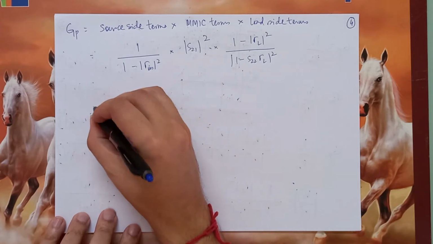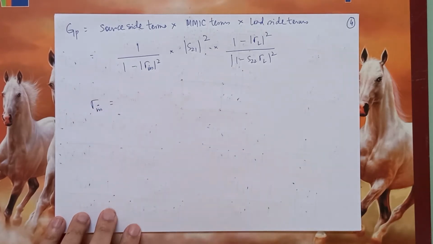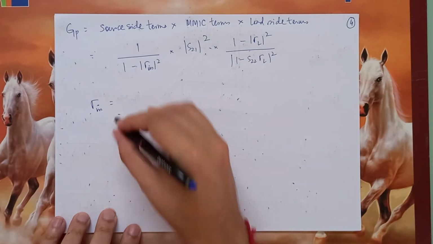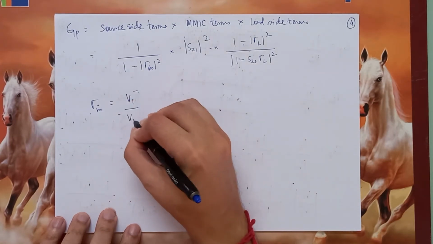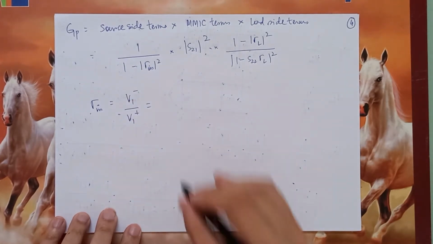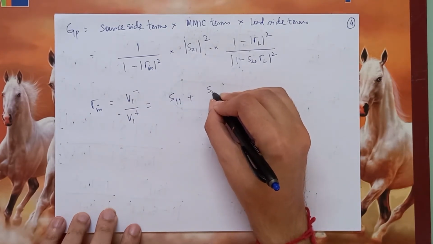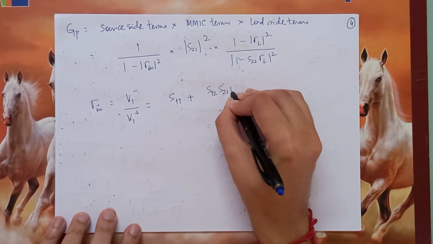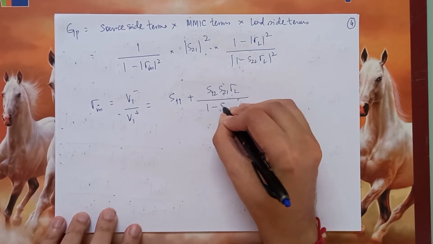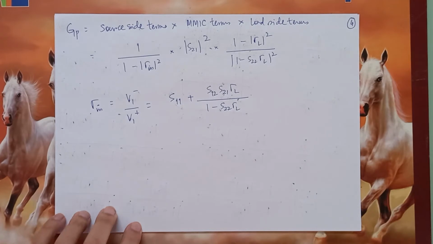In the previous lecture, we derived an expression for gamma in using a signal flow graph. Gamma in is nothing but V1 minus divided by V1 plus, and if you recall, the expression was something like this.